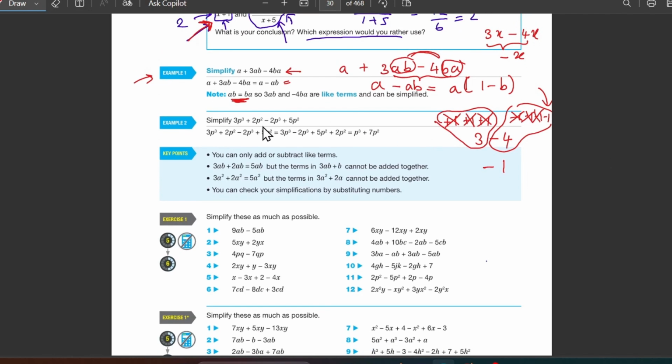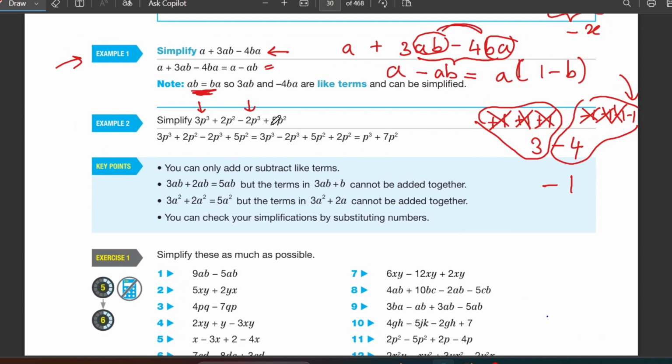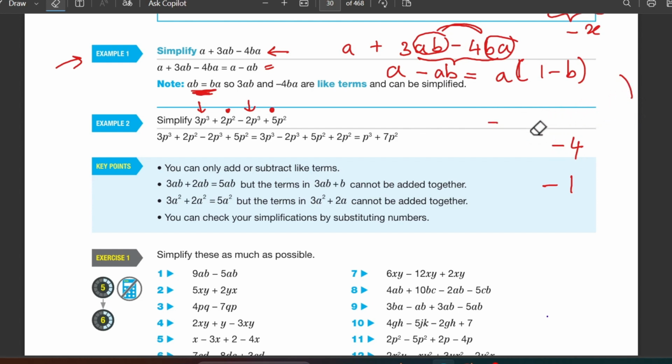Okay, in the second one, we have to simplify. So first thing is write the like terms together. So these are like terms. Yeah, these two are like terms. So we can write those two together. And these ones also like terms. So I'll write those like terms together. Then you will see.